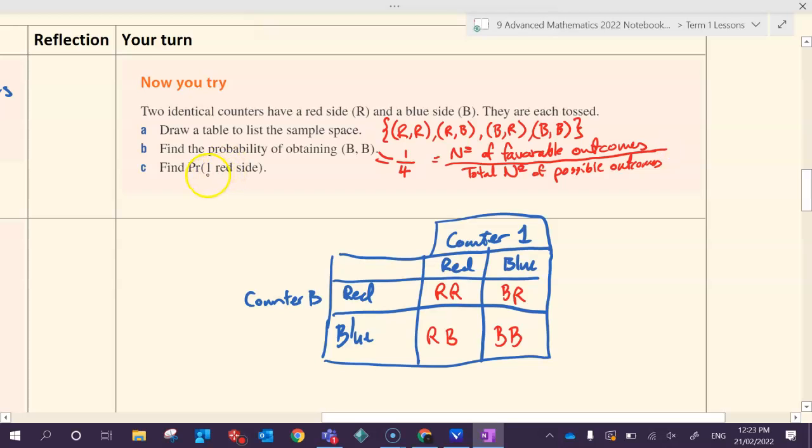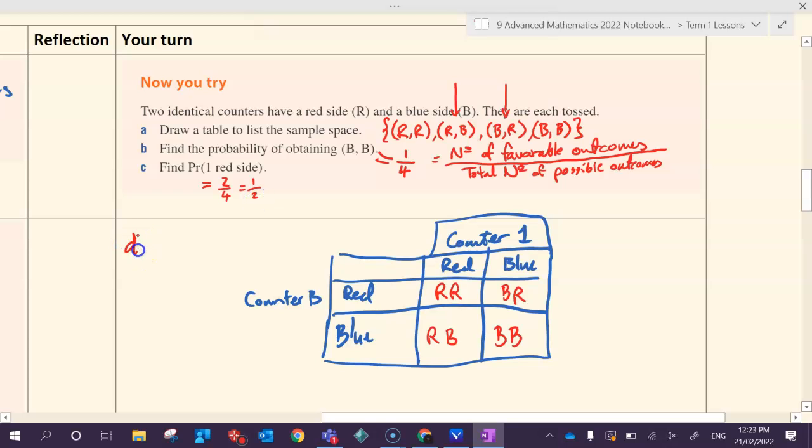What's the probability of having exactly one red side showing? So, that one there, and that one there really, aren't they? Are they the only two where there's one R? The last one doesn't have any R's. The first one has 2 R's. Too many. So the probability of one red side would equal 2 out of 4. You guys would simplify that down to 1/2 for me.